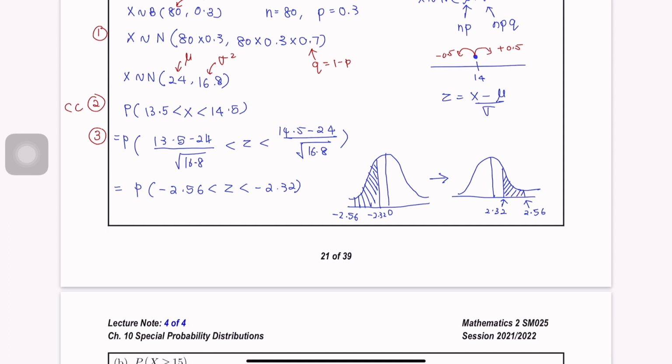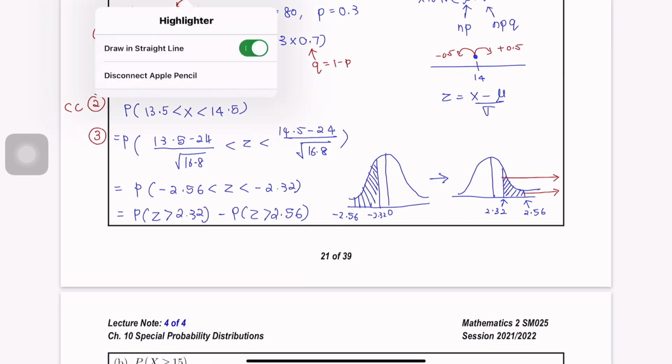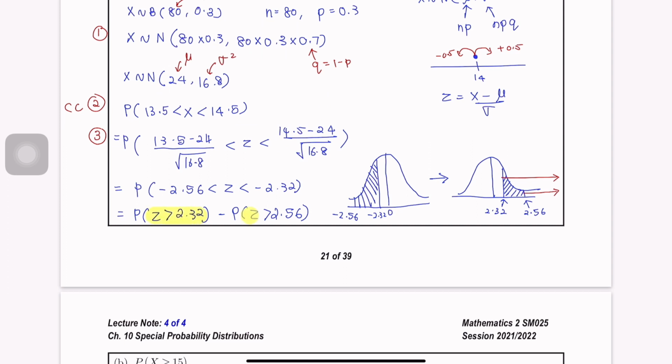Just remember what you have learned in the previous video on normal distribution. It becomes probability Z greater than 2.32 minus probability Z greater than 2.56. Why do we need to change it to a greater sign? Because the normal table only gives greater sign or greater equal sign. Then we will check these values from the normal table, page 21.